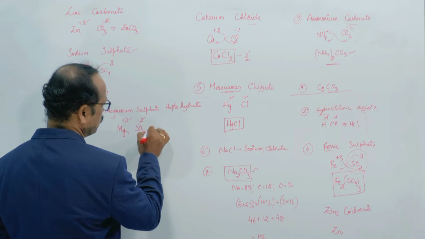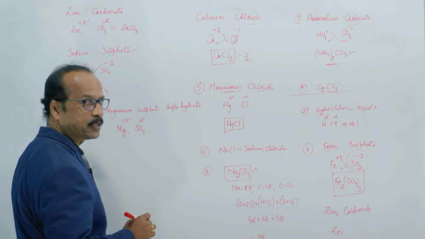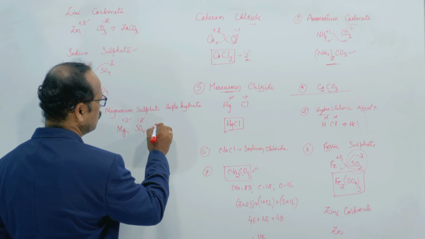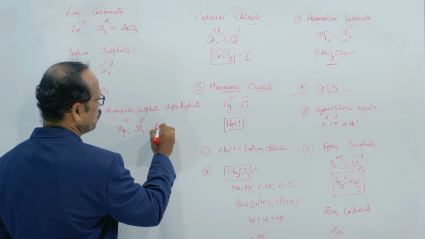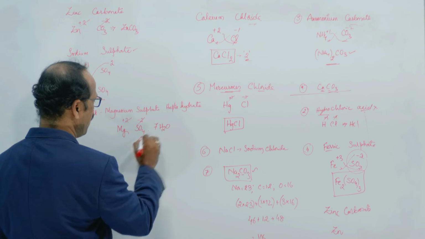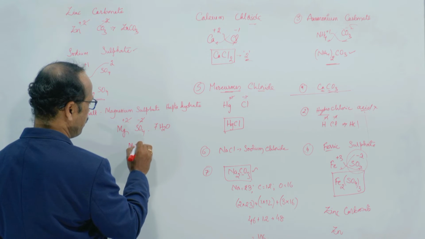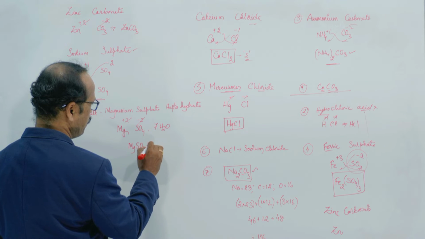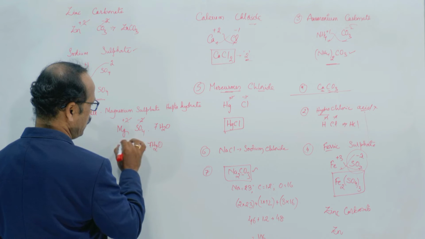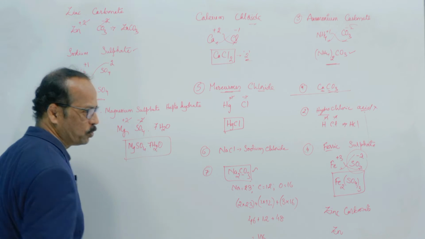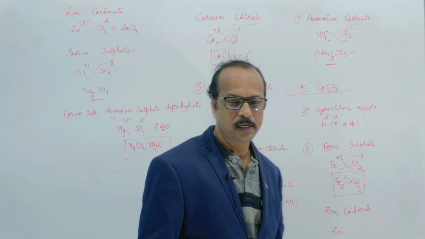Then come to hepta. Hepta means 7. Hydrate means water, H2O. Now combine: MgSO4.7H2O. Clear?